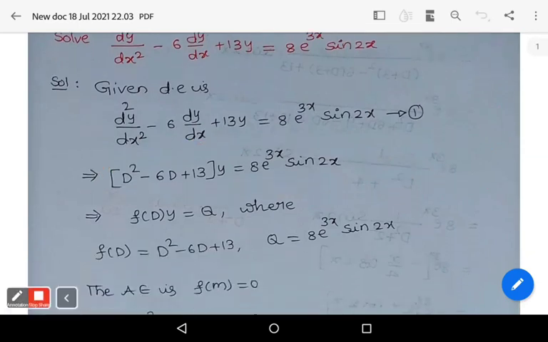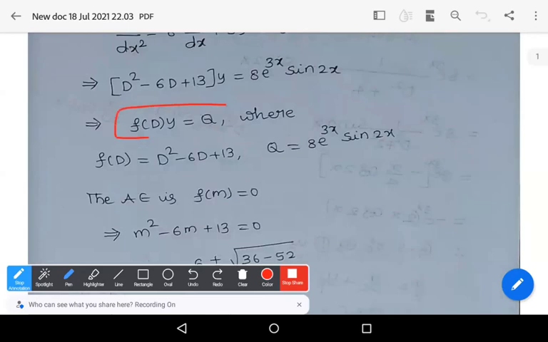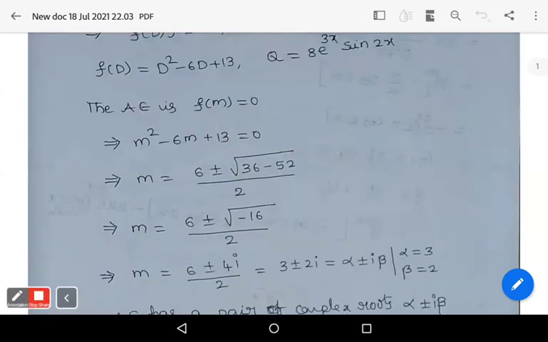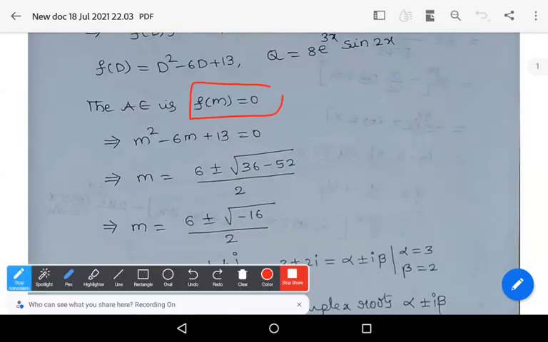So again it can be written as f of d into y is equals to q, where f of d is equals to polynomial in d, d square minus 6d plus 13, and q is equals to 8 e power 3x sine 2x. Now write the auxiliary equation. The auxiliary equation is f of m is equals to 0. So what is f of d? D square minus 6d plus 13. So f of m is equals to 0 implies m square minus 6m plus 13 is equals to 0.